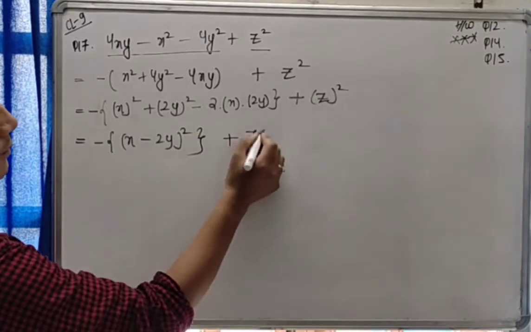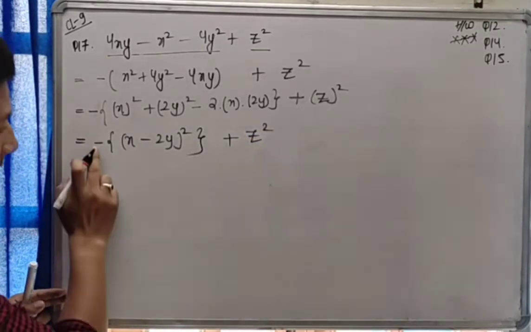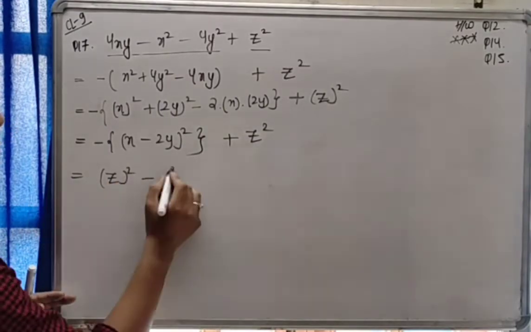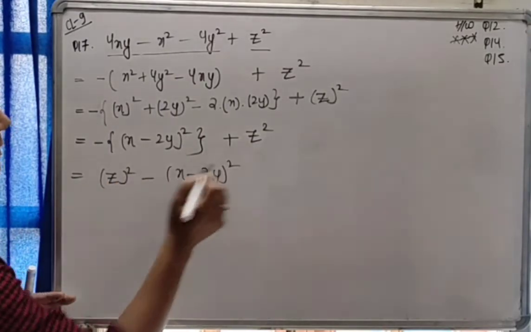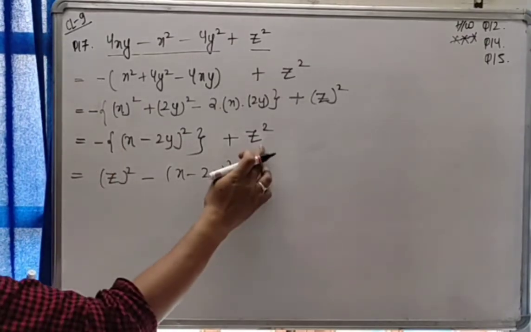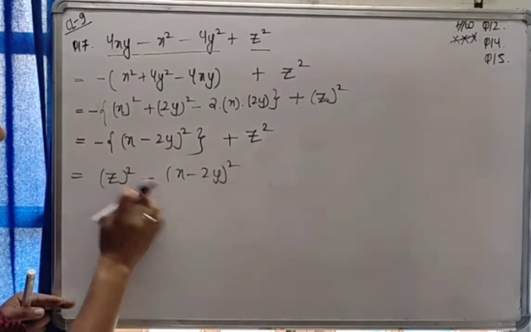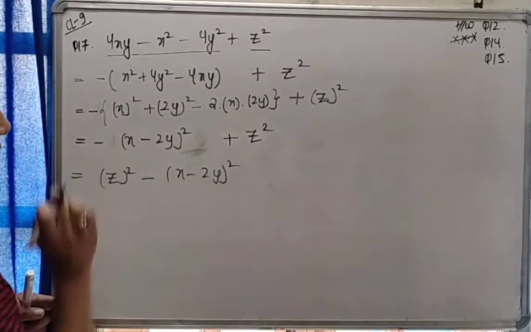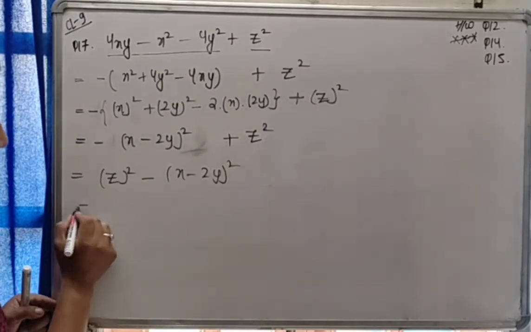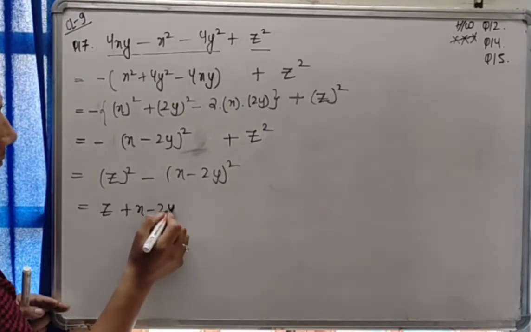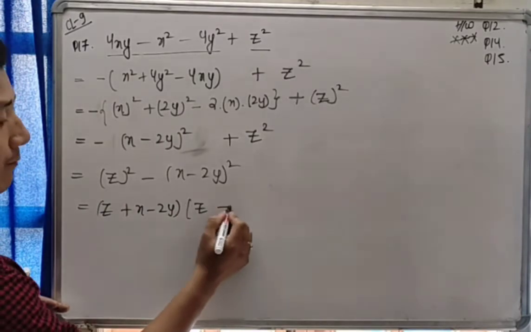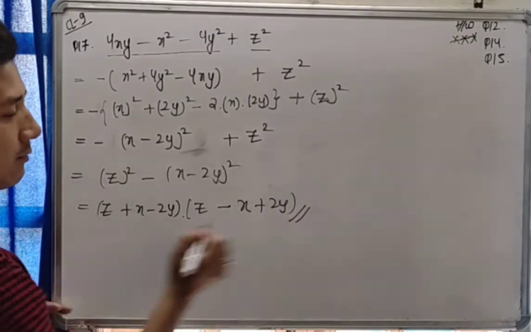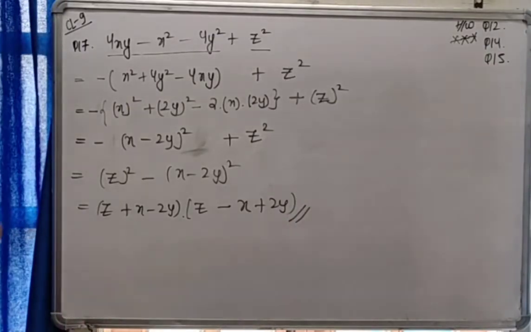And plus z square. So which means this is minus. So therefore I can write this as z square minus x minus 2y whole square. Isn't it? You tell me. What is minus into plus? Minus only. So I can remove this also. That is z square minus this square. So a square minus b square, which means a plus b, a minus and a minus will be plus b, which is the factorized form. So please note it down, boys.